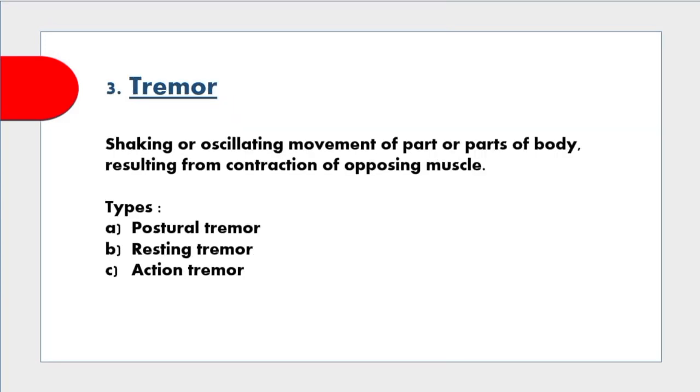Thirdly, we will discuss tremor. Tremor is a shaking or oscillating movement of part or parts of the body resulting from contraction of opposing muscles. There are three types of tremor. First, postural tremor. It can be seen when muscles are used to maintain an upright posture against gravity. Second, resting tremor. It is present at rest, suppressed briefly by voluntary movement, and disappears with sleep. Third, action tremor. It is continuous with movement and it can occur in patients with advanced Parkinson's disease.